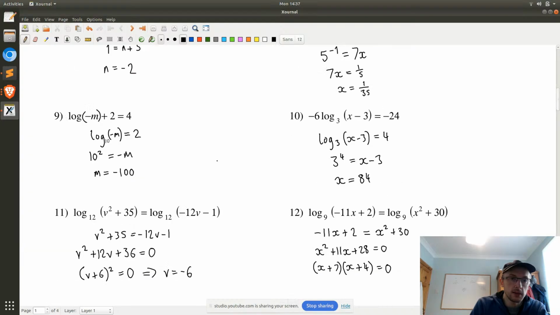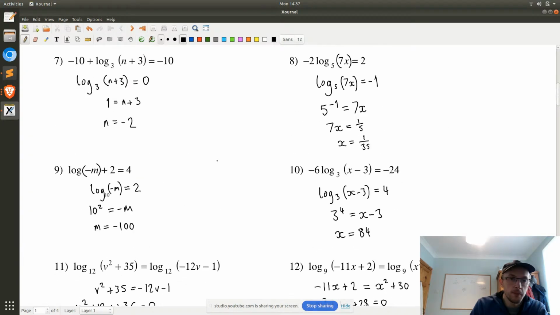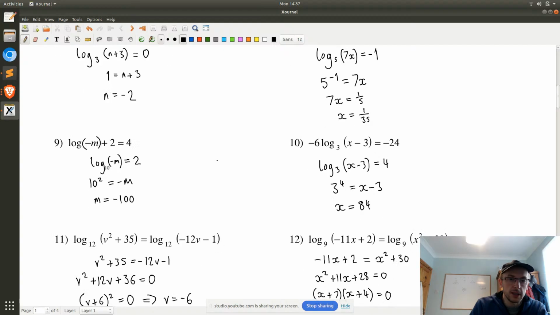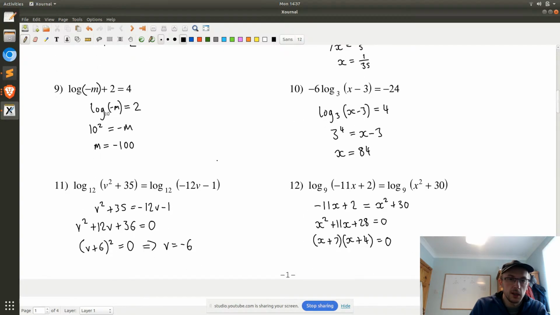Quick thing about this. You know, log of a negative number doesn't logically make sense. So just check, you know. Okay, minus 100, that's fine. 84 take 3, that's fine. 6 squared, the negative 6 squared, all plus 35. And then over here, yes, that's fine as well.